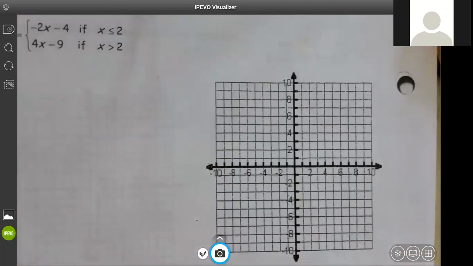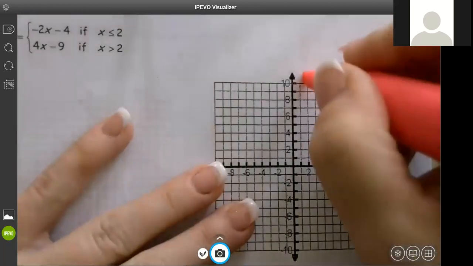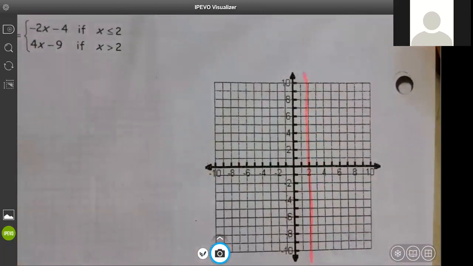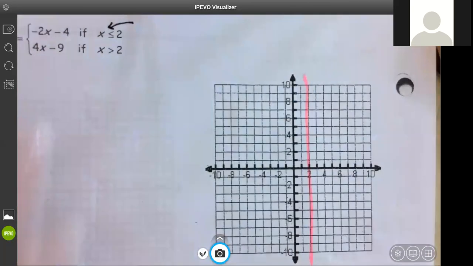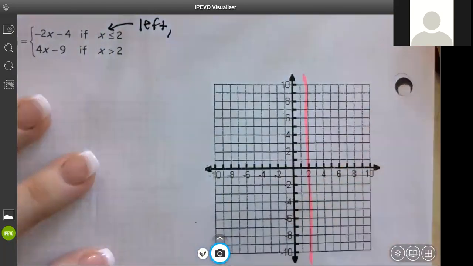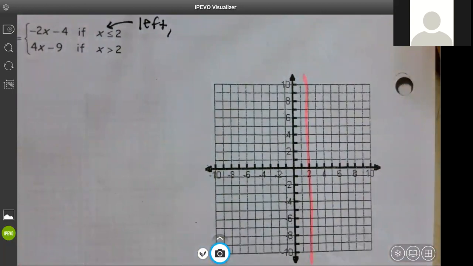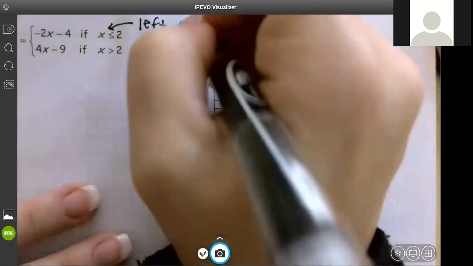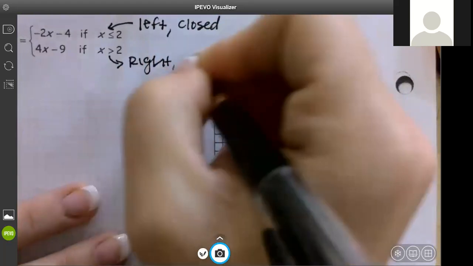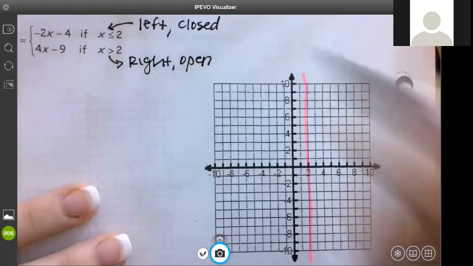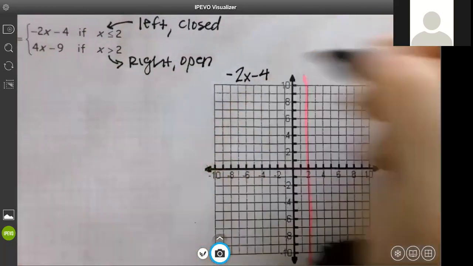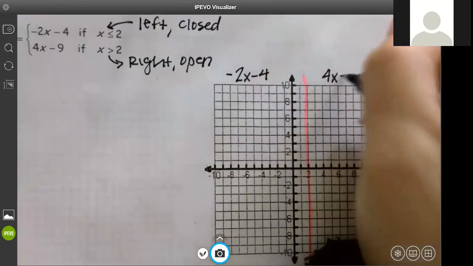Where's my boundary at on this one? Positive 2. The first one is less than, so it's on the left. And again, if you don't know the name of the signs, it's okay. Where does it point? It points to the left. And it is closed because it's an equal to. This one points to the right, and it is open because it is not equal to. So our first function is on the left. Our second is on the right.